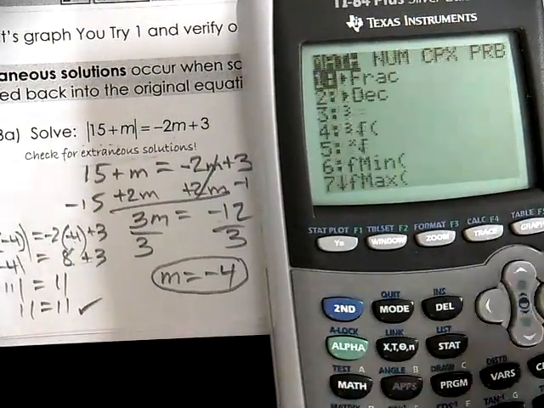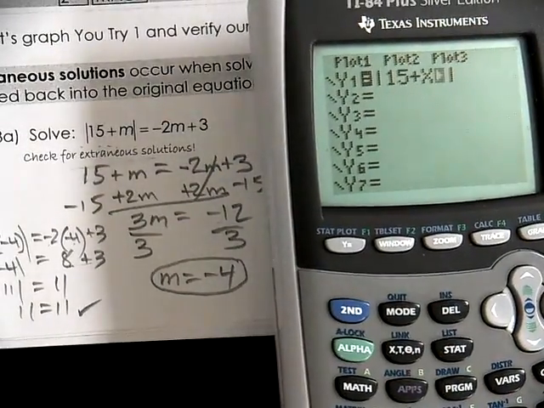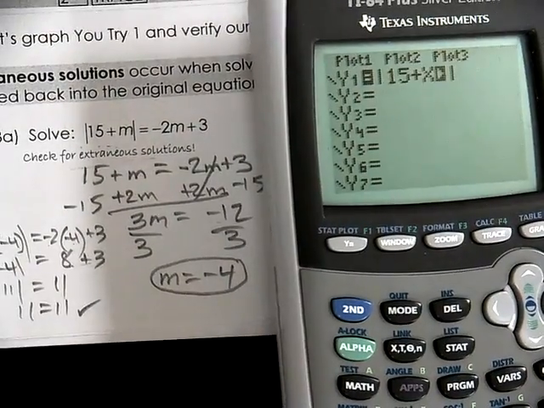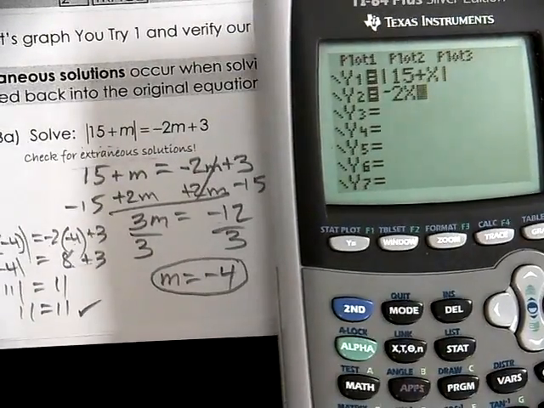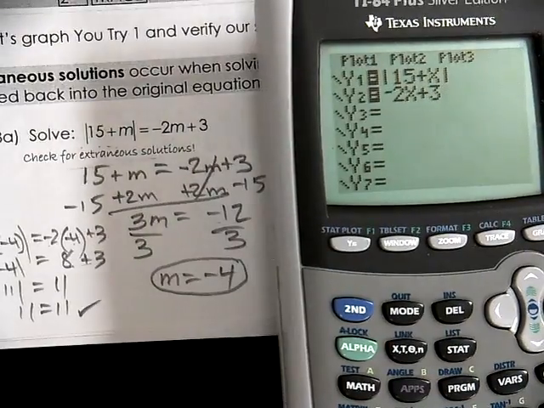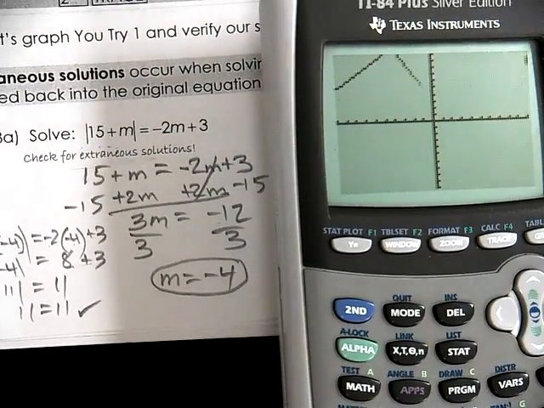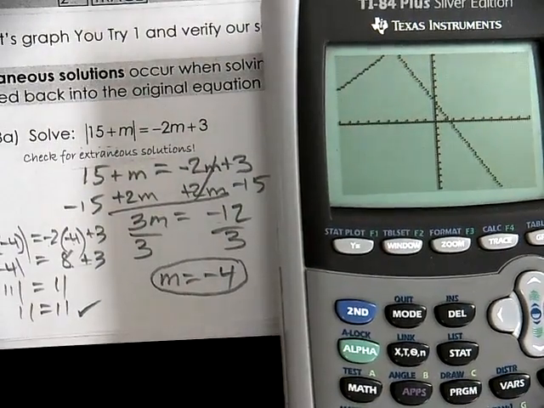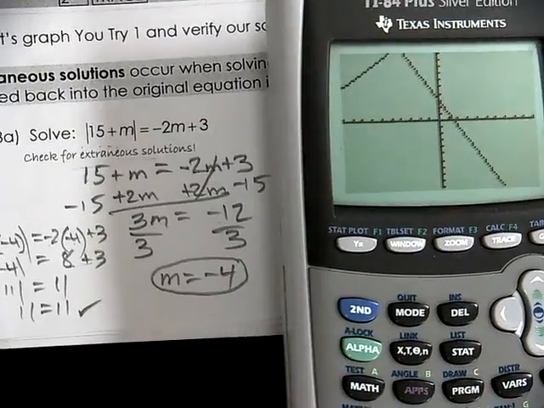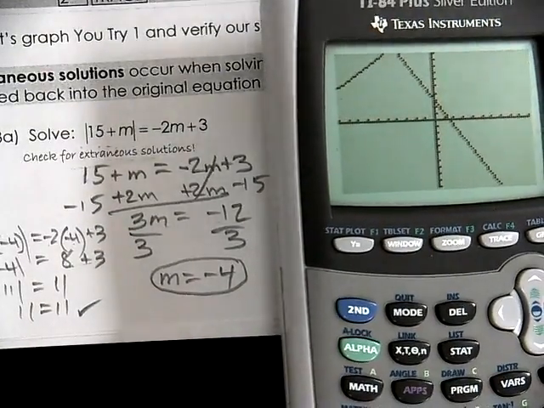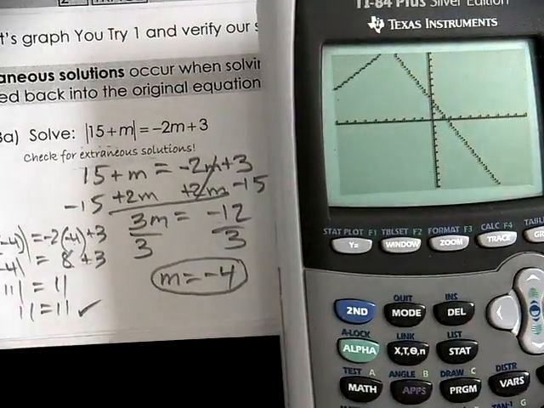So we're going to do the absolute value of 15 plus m. I have to use x for any input variable. And my second equation is negative 2m plus 3. When I graph this, I notice that the graphs are not lining up together. It looks like I need to go a little bit higher to see that cross. How high up do I need to go? I'm not sure. It doesn't look to be too much more than 10. I could take a look.